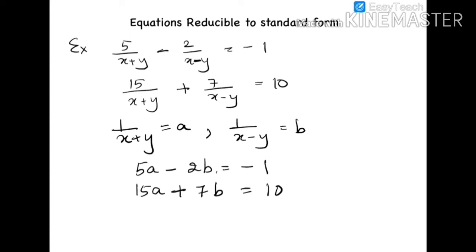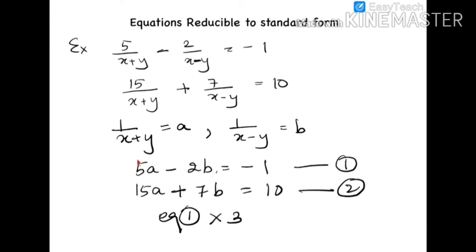We can make the coefficient of the a term in the first equation equal to 15 by multiplying this equation throughout by 3. So let's do that. Mark this equation as 1 and this as 2. So equation 1 will be multiplied by 3. Since the sign of both the terms in the two equations is the same, we will have to subtract the equations in order to eliminate a. So equation 1 multiplied by 3 minus equation 2.